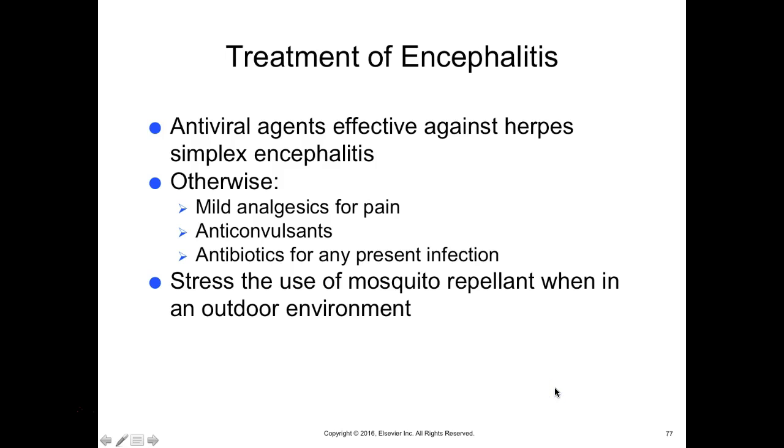Treatment of encephalitis. Antiviral agents are effective against herpes simplex encephalitis. Otherwise, mild analgesics for pain, anticonvulsants, antibiotics for any present infection, bacterial infection, of course, and stress the use of mosquito repellents when in an outdoor environment for prevention.